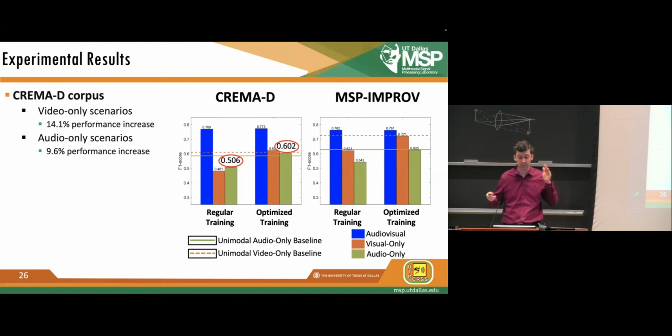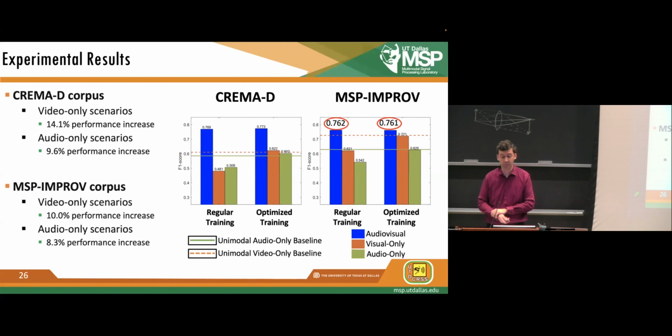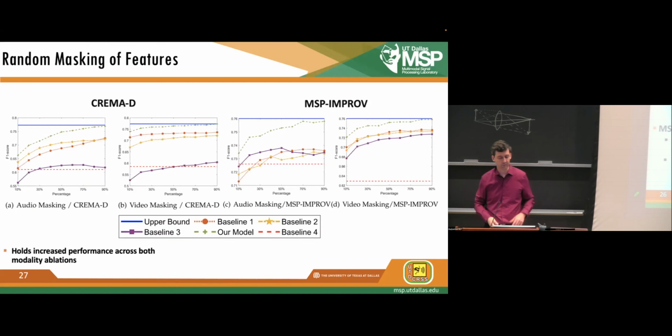If you don't do this optimized training, your performance is not as great as you can get if you do the optimized training. And we see this performance also consistently with the MSP improv. We get a very similar performance when you have all the information, but when you don't have the information with the optimized, you almost go to the level of what a unimodal system will do. So that is very promising.